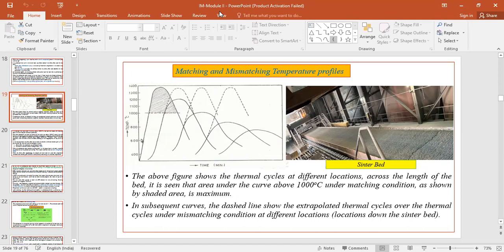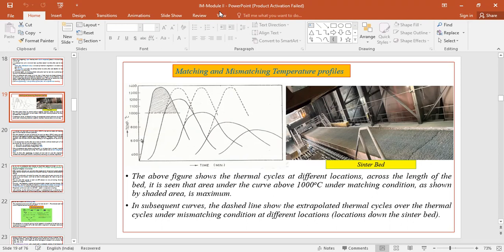As I said, whenever the heat front and the flame front match, then at that particular area, the bed will reach the maximum temperature. Wherever the sinter bed reaches the maximum temperature, there the sintering will take place effectively.